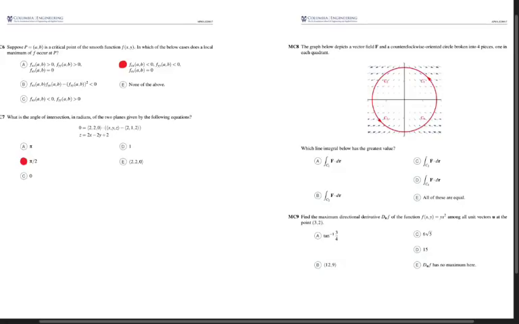So let's move over to the line integral question. I like these visual ones. We have a line integral through a vector field broken into 4 pieces, one in each quadrant, C1, 2, 3, and 4. We want to find which is the largest line integral. We saw a couple of these in class.